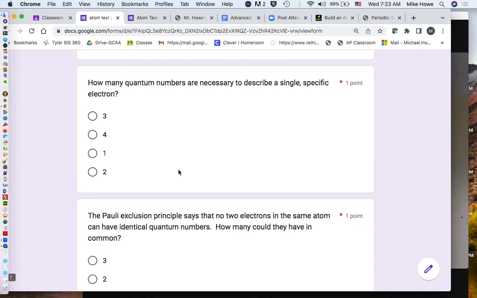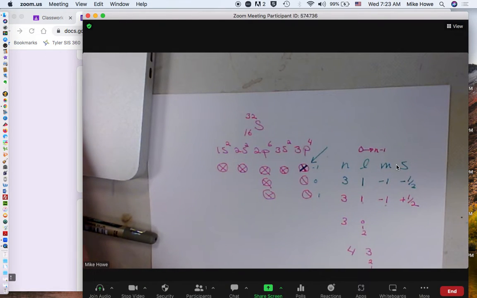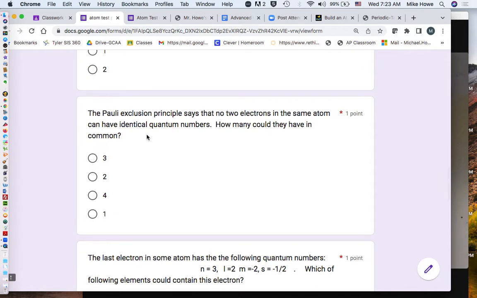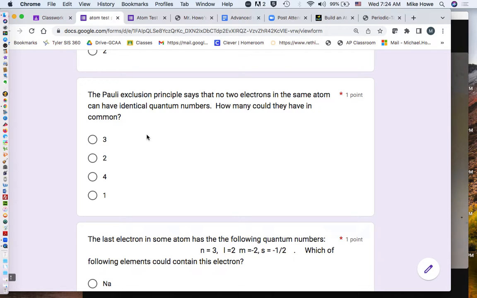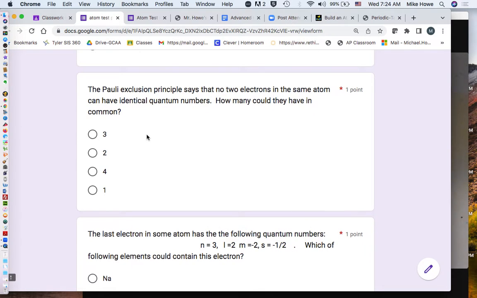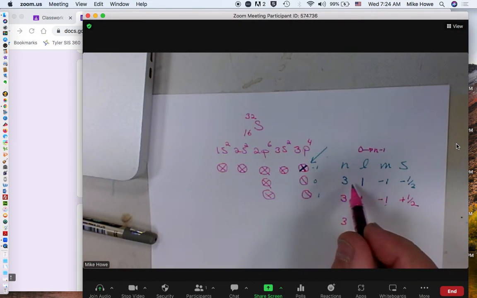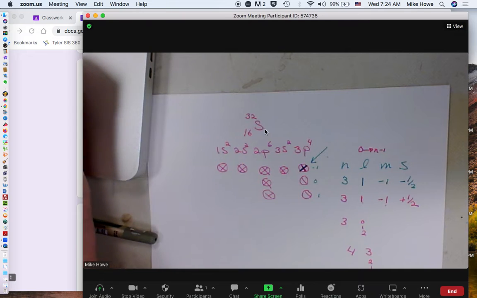So if you wanted to describe a single specific electron, you have to know what the N, L, M, and S values are, so that would be 4. And it says the Pauli exclusion principle says that no two electrons in the same atom can have identical quantum numbers, but how many could they have in common? They could have 3, as in our previous example. So these two electrons have 1, 2, 3 in common, but not the 4th.